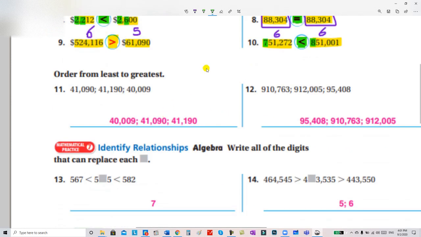Okay, let's move to the next question. We have here order from least to greatest. Here we're going to order from least number to greatest number. We have here these three numbers and we want to compare between them. First of all, count the number of digits in each number. We have here 1, 2, 3, 4, 5. So write 5 above it. Write 5 above it. So they are all 5 digits.